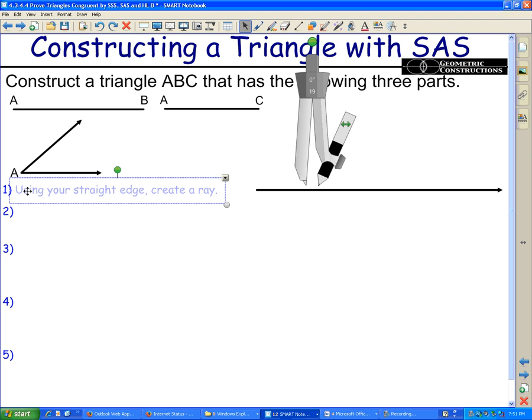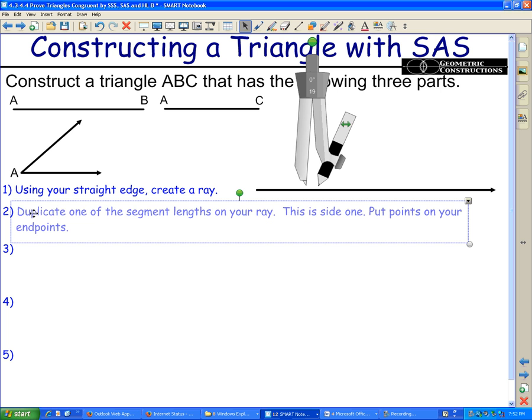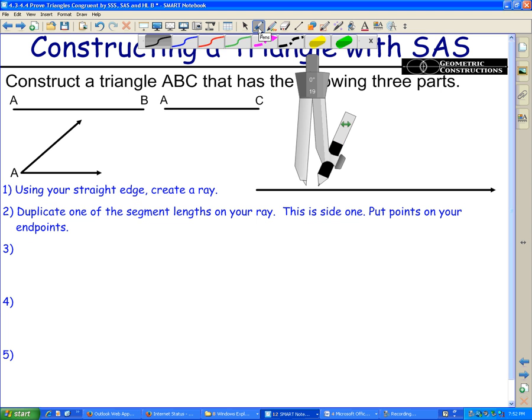First thing we're going to do is go ahead and create a ray. You'd use your straight edge. Of course, I just have the straight line drawer here on the smartboard, but there it is. That is our ray. We're going to build this triangle on that ray. The next thing we're going to do is duplicate one of the segment lengths onto our ray. We've been duplicating segment lengths for a while now. This is a pretty quick, straightforward construction, but let's go ahead and do it.